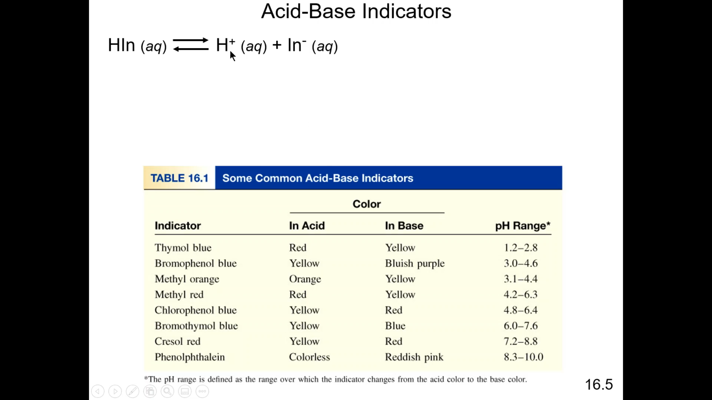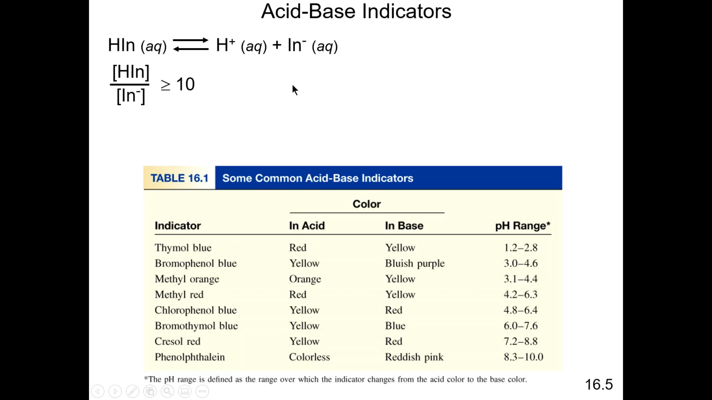So basically, if you add acid to this mixture here, according to Le Chatelier's principle, it's going to shift to the left, and therefore the solution will have mostly the undissociated molecule, and the color of the solution will be predominated by the color of this undissociated molecule. On the other hand, if you add base, which removes H plus, then the equilibrium will shift to the right, and therefore the solution will be mostly the conjugate base, so the solution will take on the color of the conjugate base. So that's basically how indicators behave, all right?